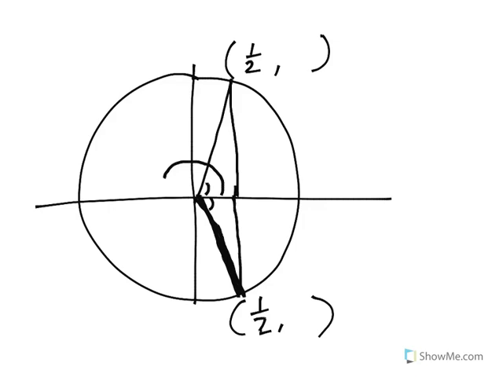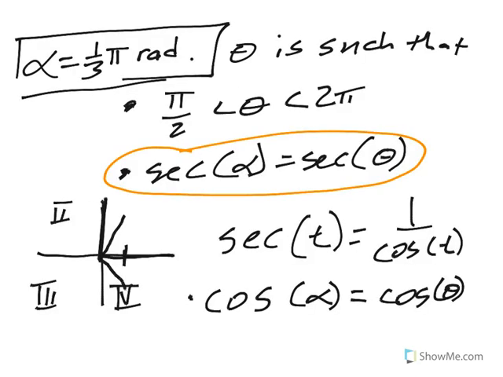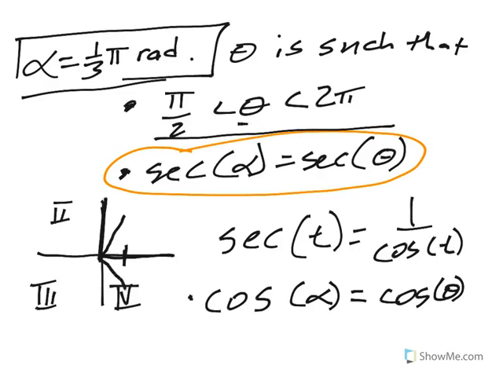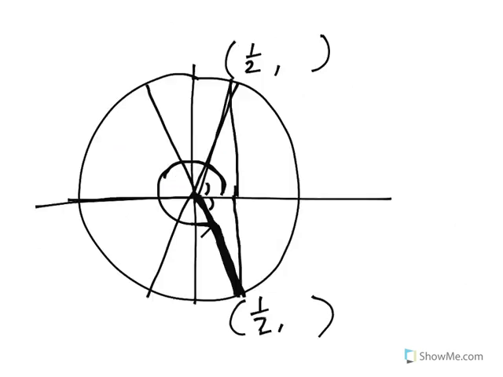Backwards I just go negative pi thirds, but part of the requirement was that the angle was between pi halves and 2 pi. So I know I'm going kind of forward to get here. Let me count it out. 1 pi thirds, 2 pi thirds, 3 pi thirds, 4 pi thirds. This has to be 5 pi thirds. So the theta that satisfies these two conditions is 5 pi thirds.